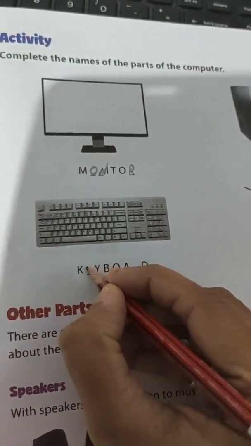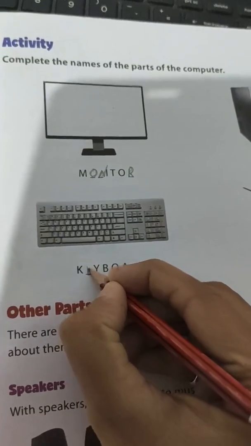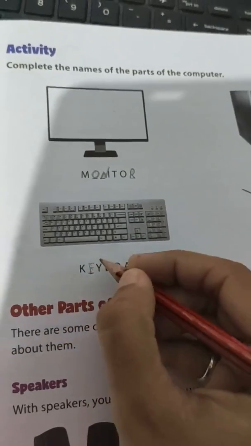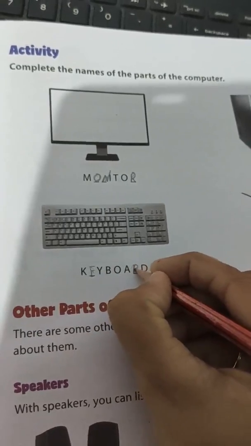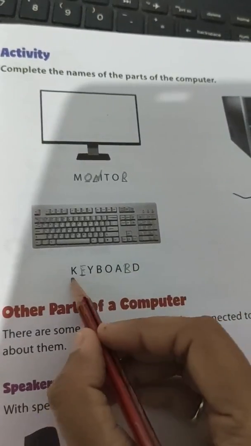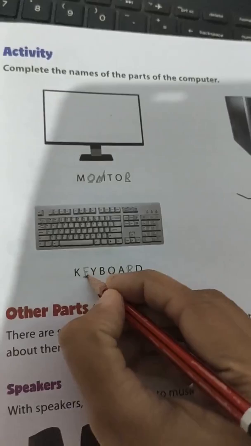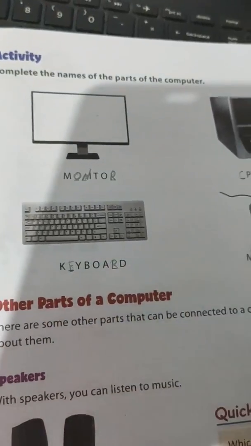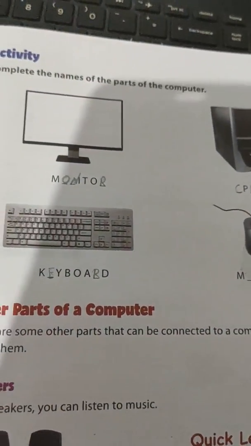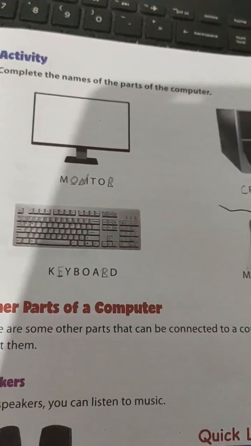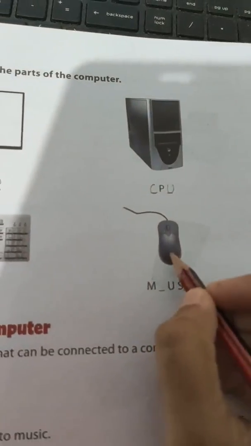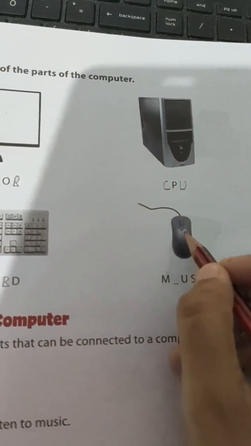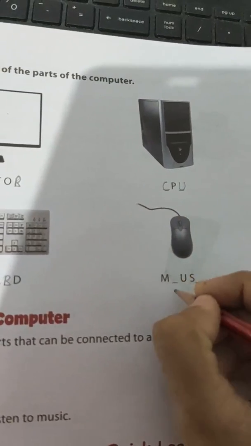So the spelling of keyboard is K-E-Y, key, B-O-A-R-D, board, keyboard. You have to mug up these spellings, you have to learn these spellings carefully. And last one is, it looks like a mouse. So what do we call it?